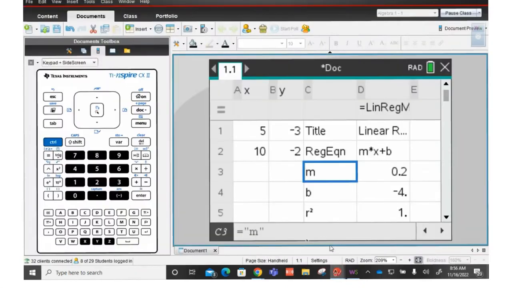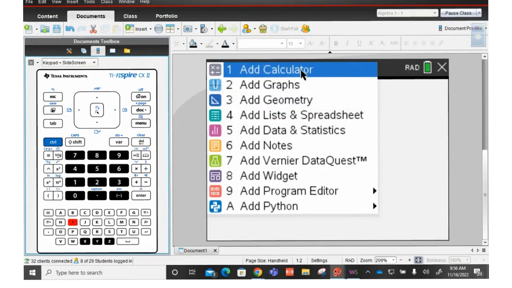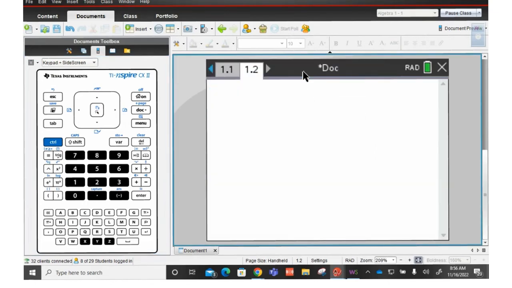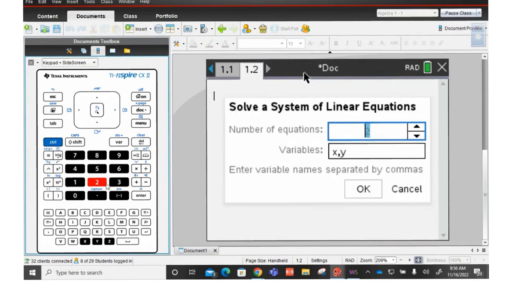All right, so let's show it here. I'm going to add a new page. Control I, page 1. Then we'll start Menu 3 Algebra, 2 Solve Systems. Hit enter or click OK. Do not change anything from here.